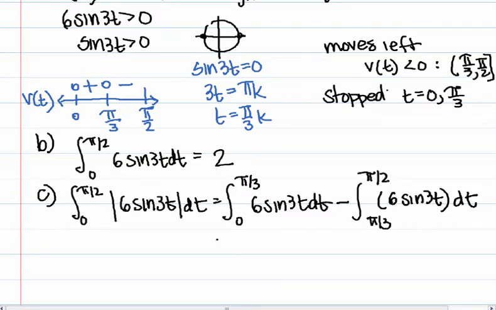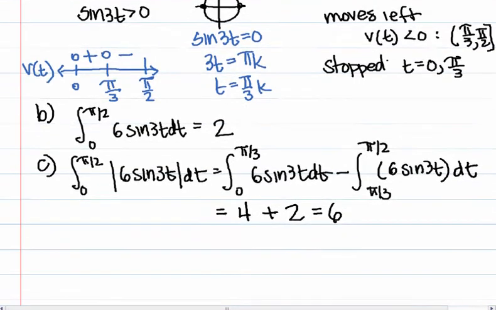And again, a fairly simple integral for you to work out, and you're going to find that this is 4 plus 2, which equals 6. So the total distance traveled was 4 to the right, and then he turned around and went 2 units back. That's why the total displacement was only 2 units from the beginning.